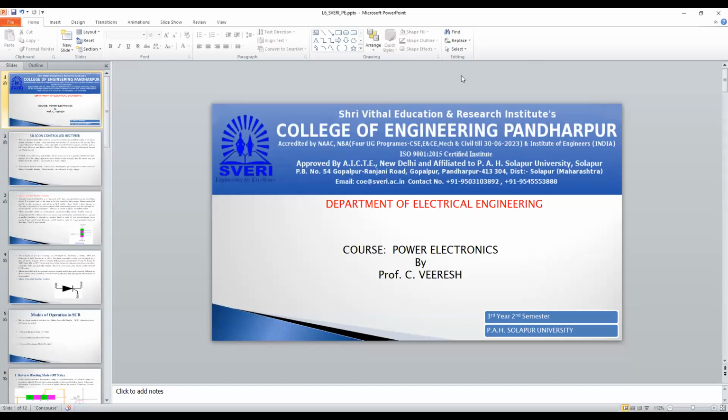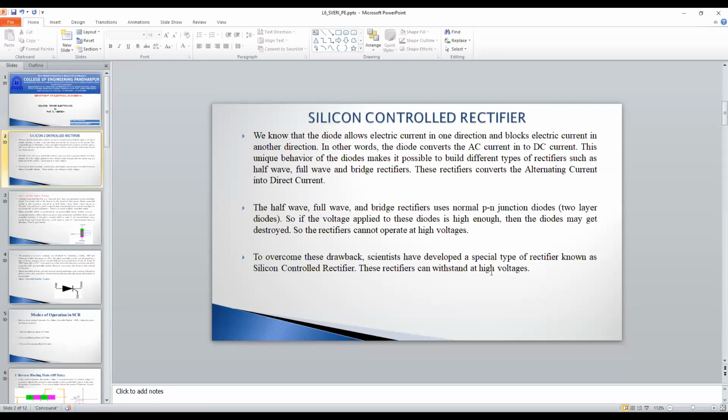Today we are going to discuss the operation of SCR. Is it clear? Operation of SCR, or modes of operation of SCR. Okay, what is the full form of SCR? Silicon controlled rectifier.